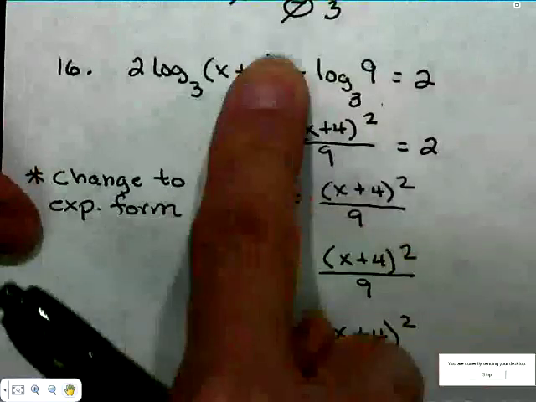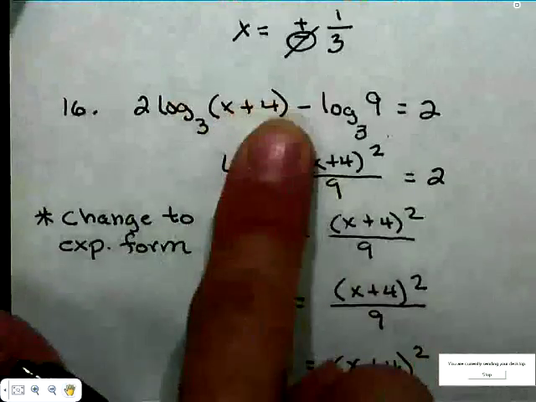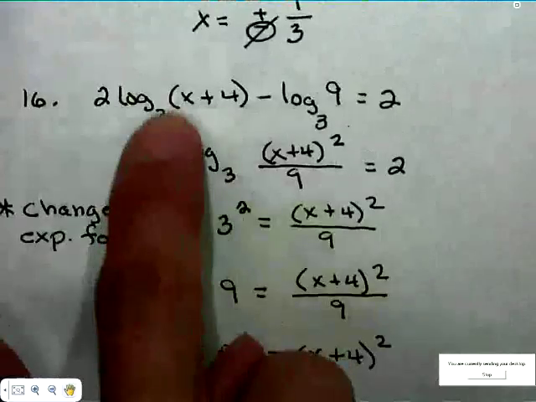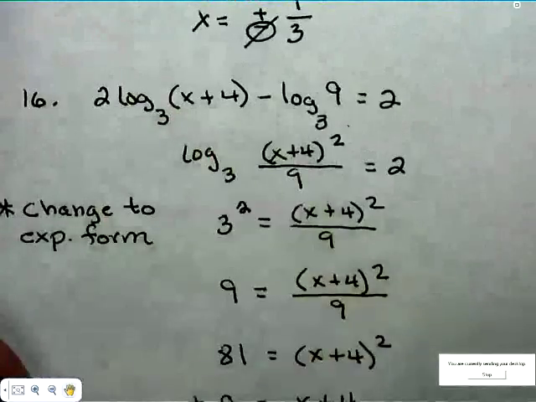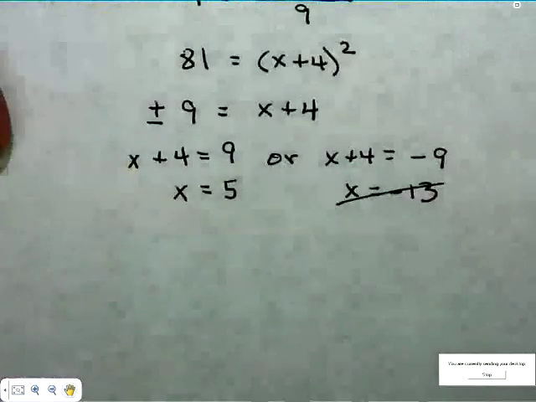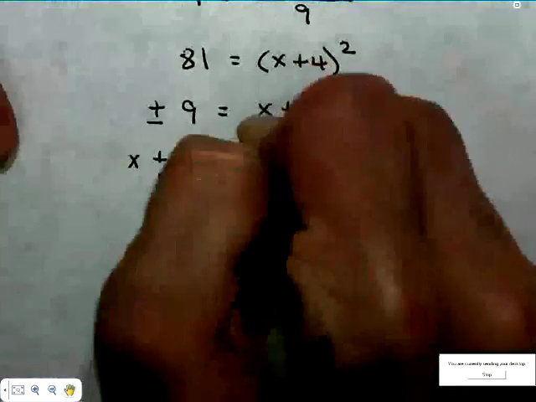All right? I can use the 5 because 5 plus 4 is positive. But I can't use the negative 13 because negative 13 plus 4 is not positive. So you're right that in this example, I can't use the negative 13. The only solution is 5.